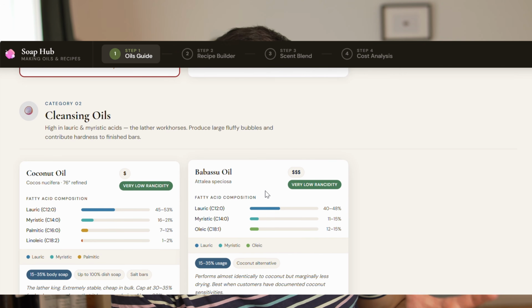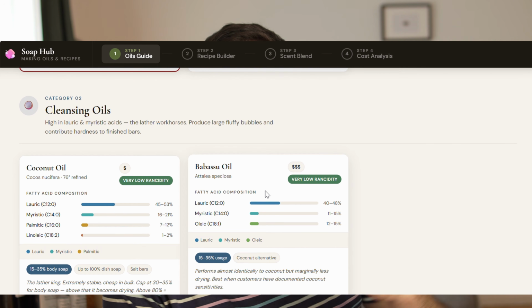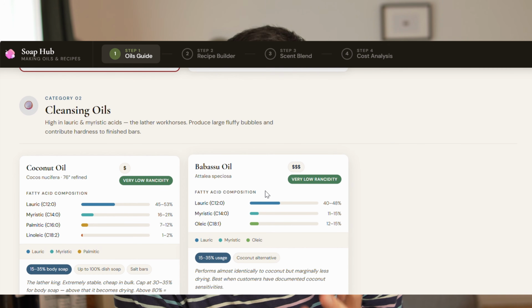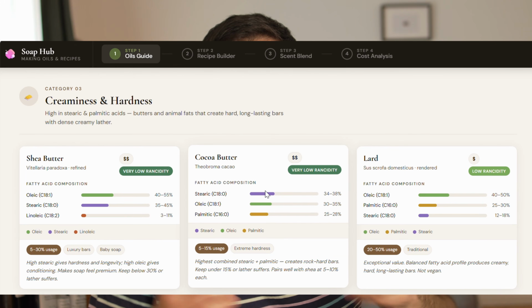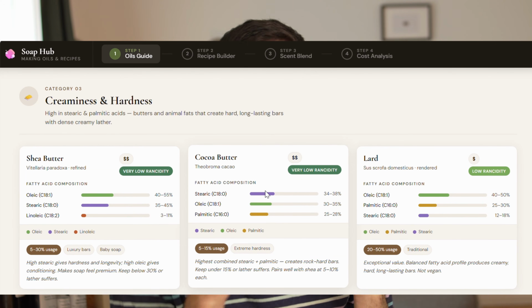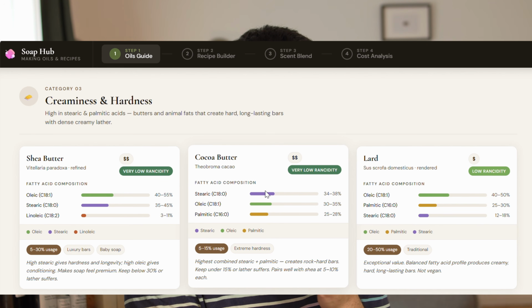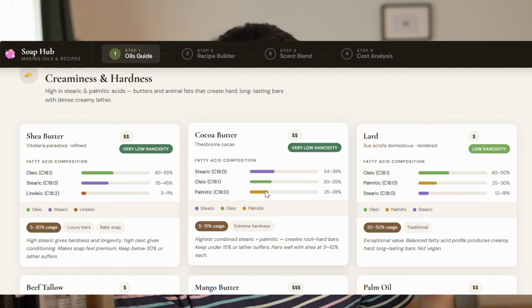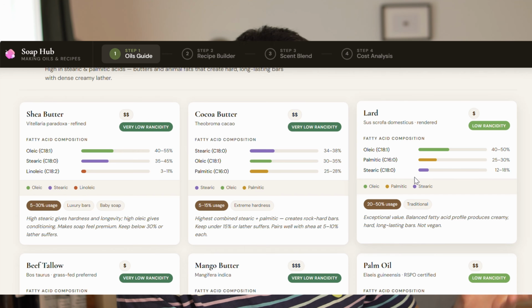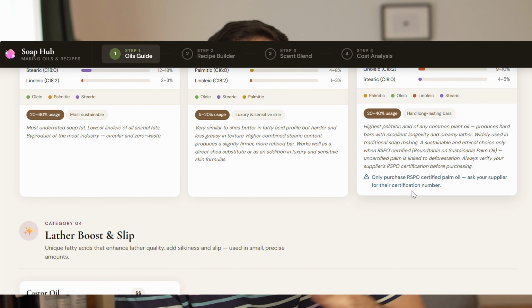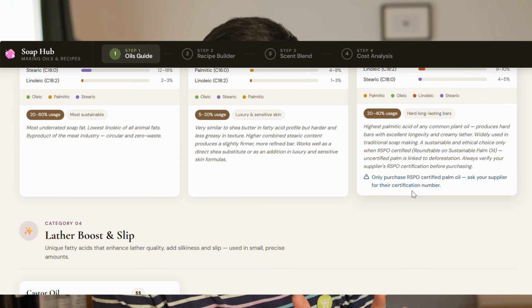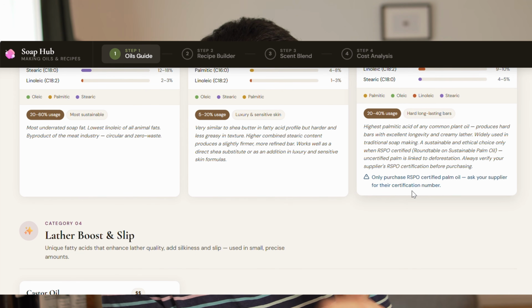Then we have cleansing oils, oils that are high in lauric acid like coconut oil and babassu oil. Then we have category 3, and this is the one we are talking about today, which is creaminess and hardness. Here you have shea butter, cocoa butter, lard, beef tallow, mango butter, palm oil. All of these are very similar to each other with certain slight differences when it comes to fatty acid profile and also cost.